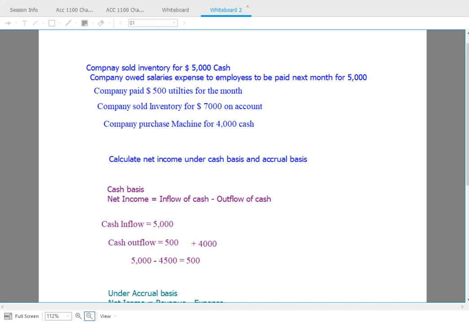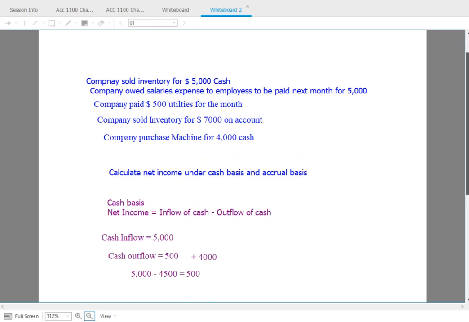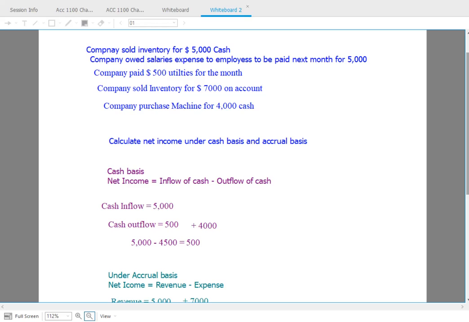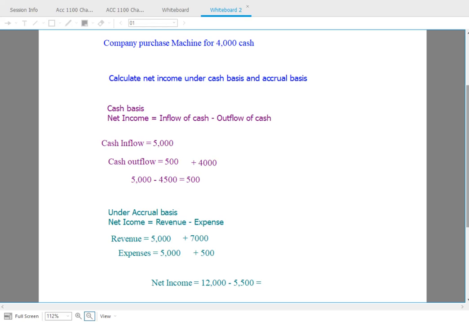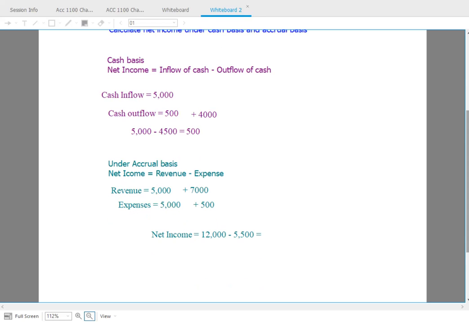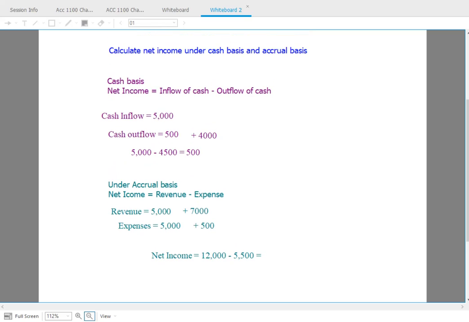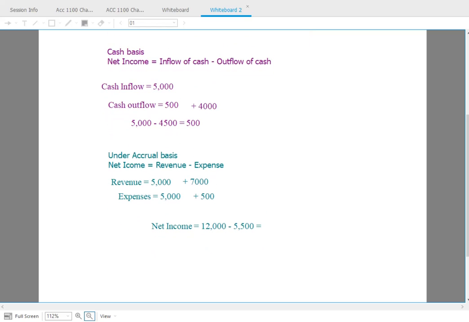What about the 4,000? Philip, you're talking about the 4,000 when a company purchases a machine. This is an asset. It is not an expense. It will be an expense when I use the machine, at the end of the month or the end of the year of the accounting period. Why do we add 5,000 revenue and 500 expense? I'm not sure what you mean by this 5,000. The second 5,000 is an expense of the salaries expense. I'm not sure. Maybe you missed that.